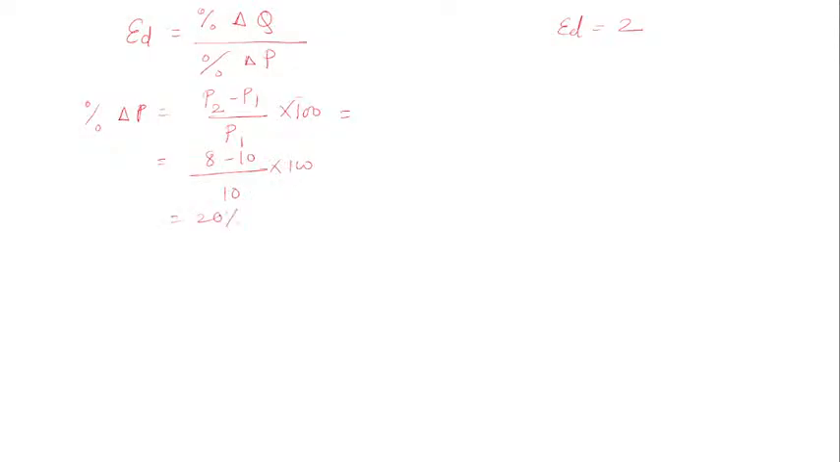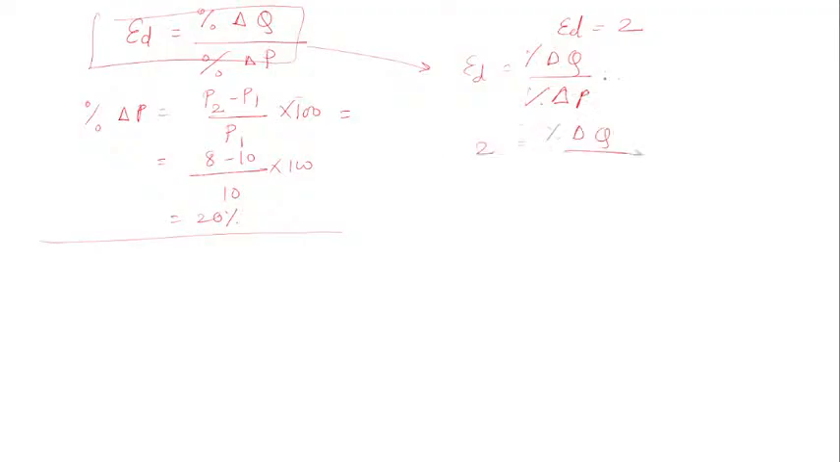Now we use the next formula, that is the elasticity formula. What is the formula of the elasticity? This one. ED is equal to percentage change in quantity divided by percentage change in price. So here ED is 2, that is elasticity of demand is 2. And this is minus 20 when we solve all this.